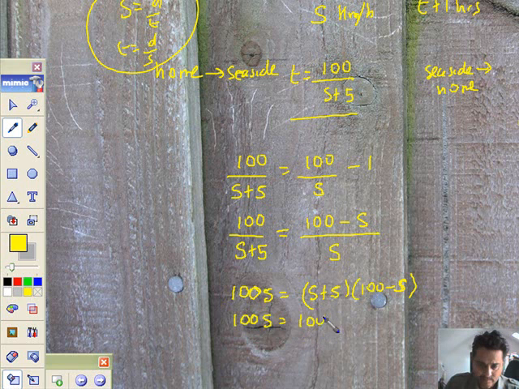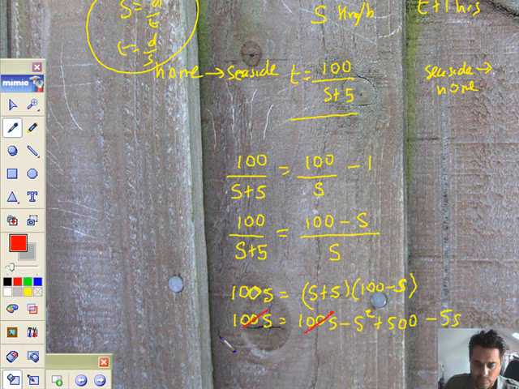S times minus s is minus s squared. 5 times 100 will be plus 500. And 5 times minus s will be minus 5 s's. Straight away, let me just get rid of the 100 s's from each side because they cancel. And I want to bring my minus s's to this side, and we'll do a quick factorisation.